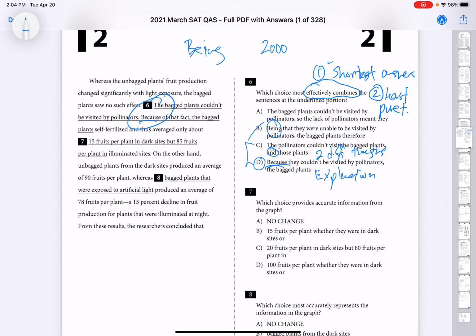And then A says the bag plants couldn't be visited by pollinators, comma, so the lack of pollinators meant. "So" is already a definition for "meant," so you don't pick A. It's also too long. So out of all the answers here, number 6 should be D. Number 7.